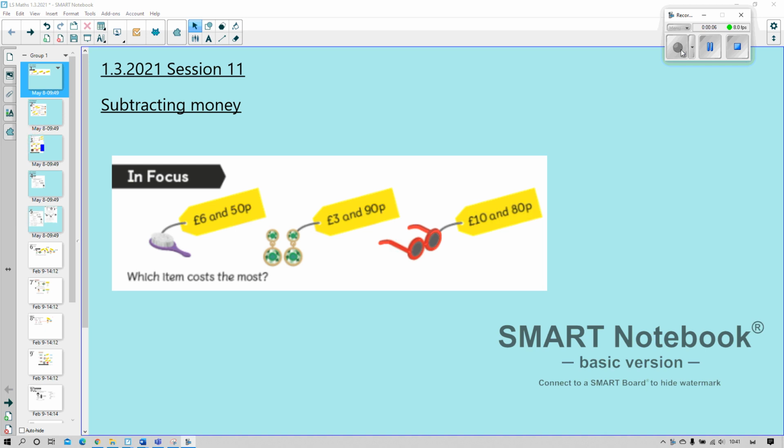It's the first day of March, spring's on the way, and we are looking at session 11, subtracting money. This is your last week of home learning.